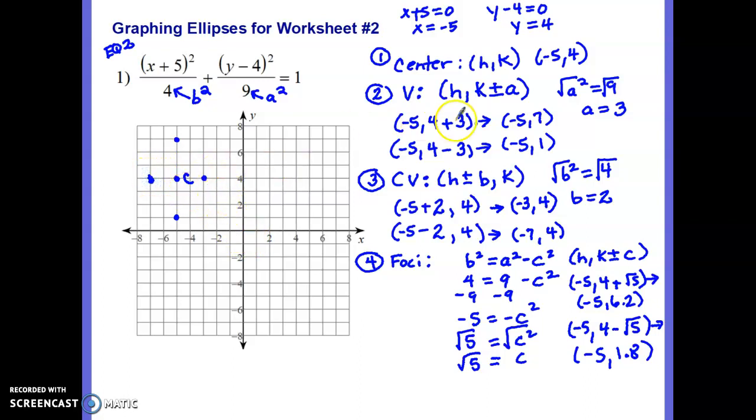Okay, now I've got my foci to go ahead and do, but I'm going to draw my ellipse first. Just do the best you can. All right, there's my ellipse, and I'll just do my others in a different color. So that's going to be -5, 6.2, and -5, 1.8. And they should land inside. So that's all of the very first example for equation 1, or equation 2.